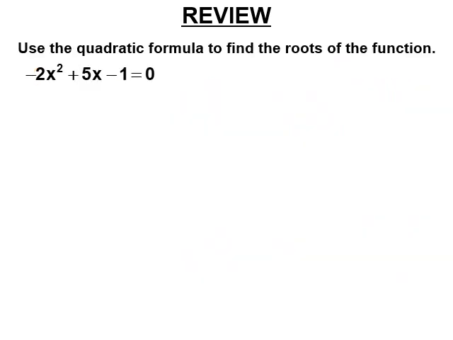So now it says use the quadratic formula. Typically, you would do that if the roots are irrational. You need to memorize the quadratic formula. x equals negative b plus or minus the square root of b squared minus 4ac all over 2a.